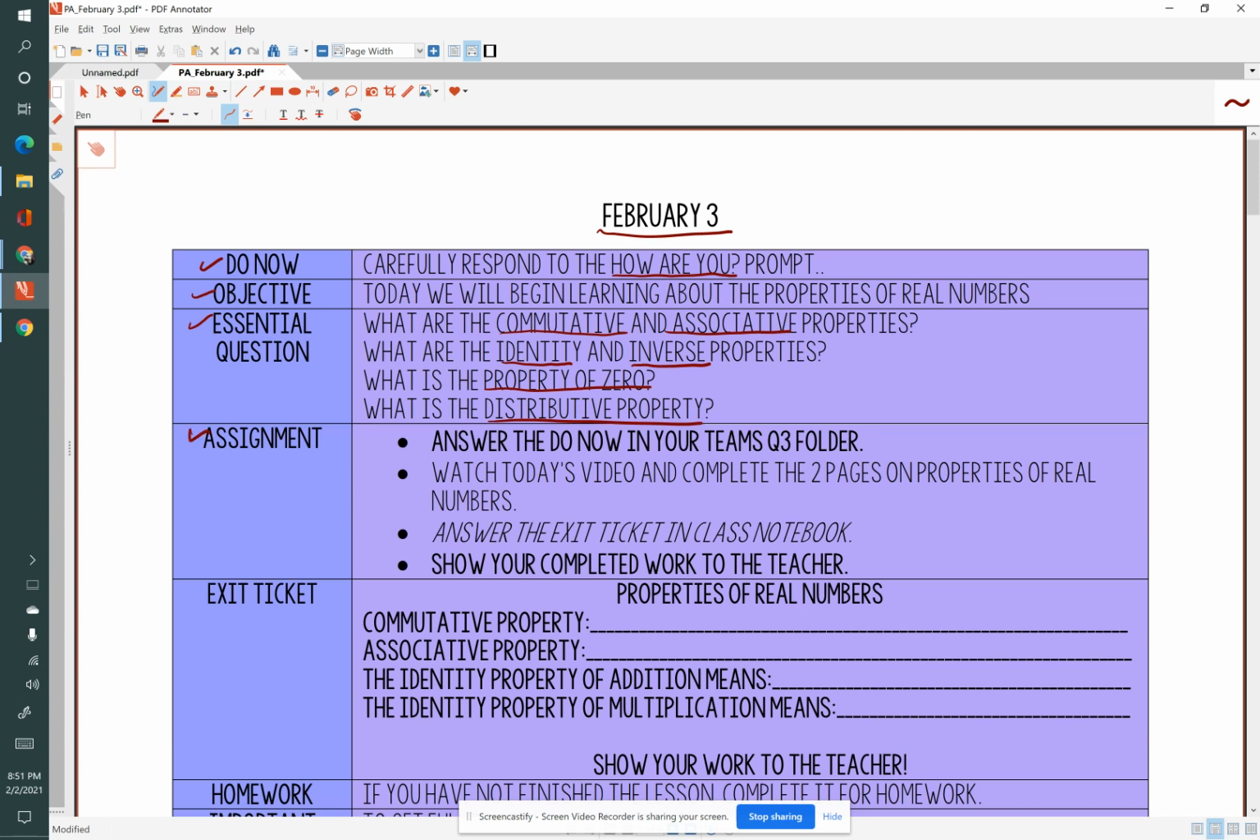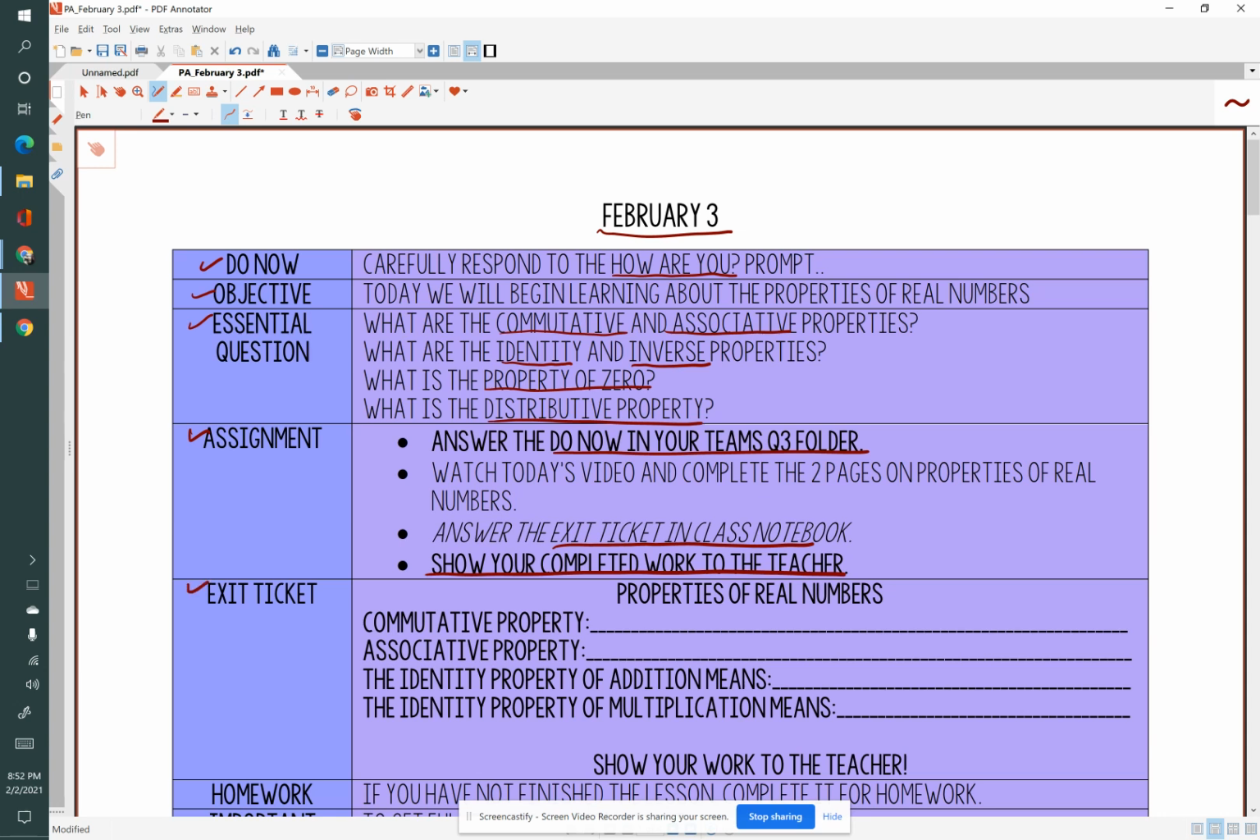So our assignment will be to answer the Do Now, which is in our Teams Q3 folder, our class notebook. Watch the video, complete the 2 pages that we have assigned today on real properties of real numbers, and answer the exit ticket in class notebook, and please show me your completed work.